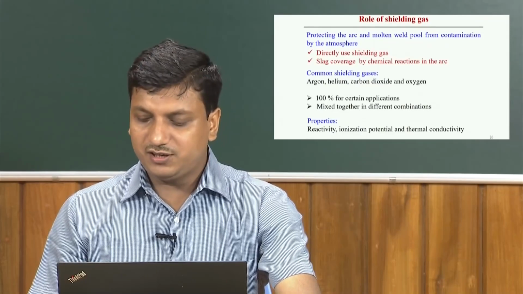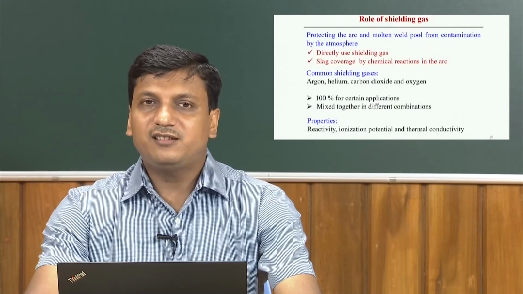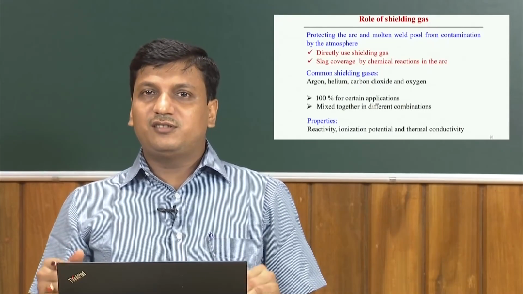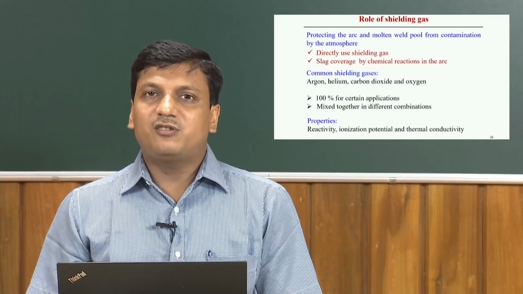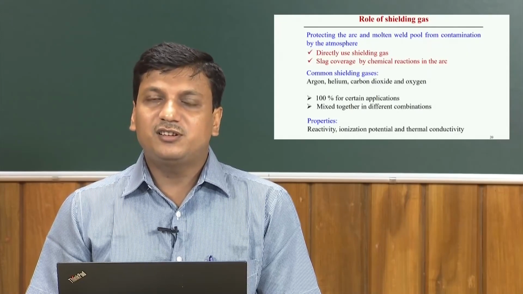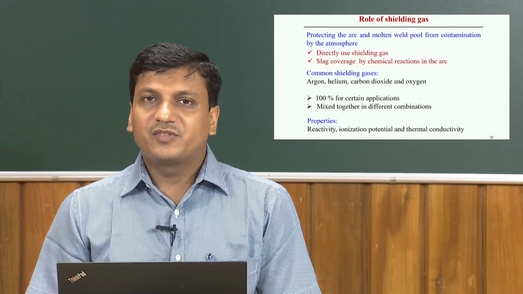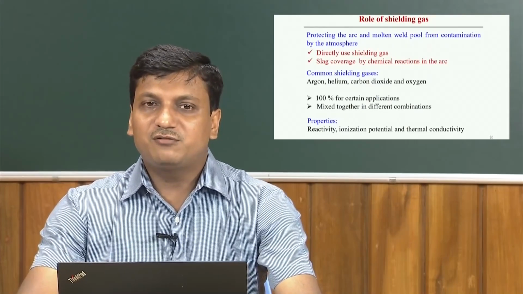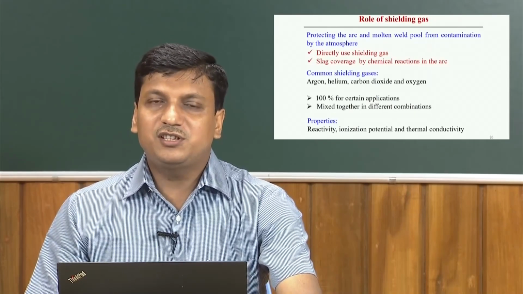But the basic point of choosing the shielding gas is whether it is very reactive in the high temperature environment or not, and whether by reacting with the workpiece or substrate material, it can produce some defect in the welded joint or not. So, based on that we can choose the different type of shielding gas. Now, these are the basic roles of the shielding gas.